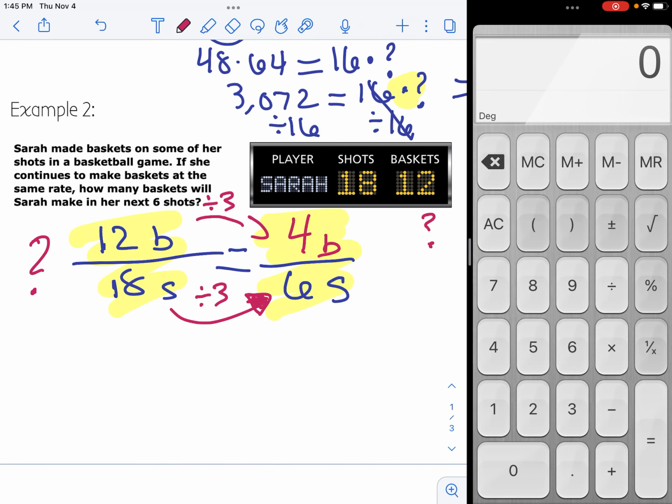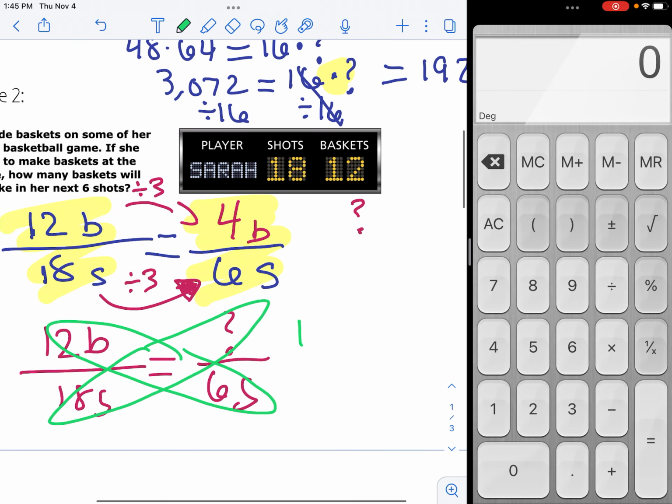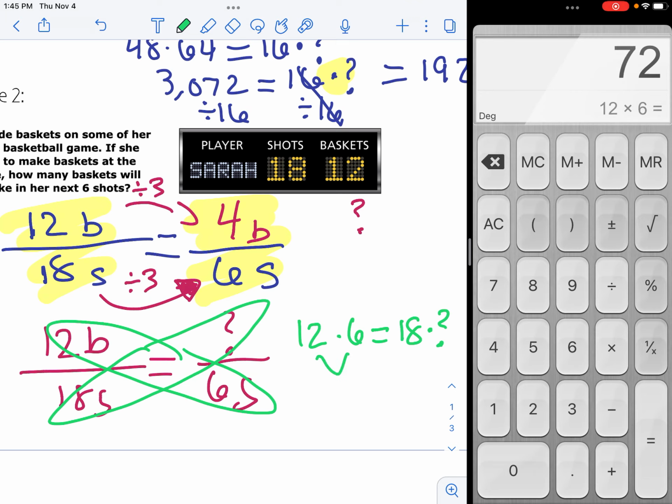The second way we can solve this is by using our cross multiplication method. So I know I have 6 shots. I do not know how many baskets I have. I'm going to cross multiply. So I'm going to do 12 times 6 and set that equal to 18 times what? 12 times 6 is 72.